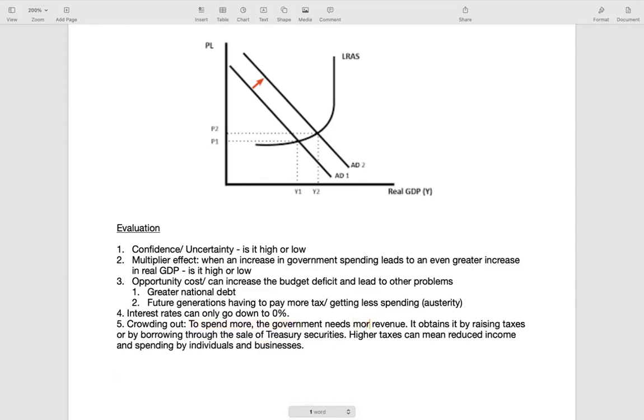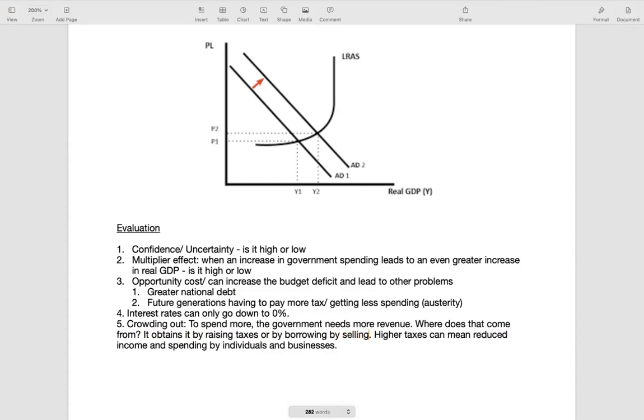So in order for the government to spend more, they need more revenue. Where does that come from? From people's taxes, and especially from high income people, they might raise taxes or they borrow by selling bonds.